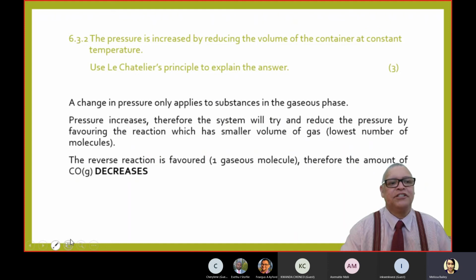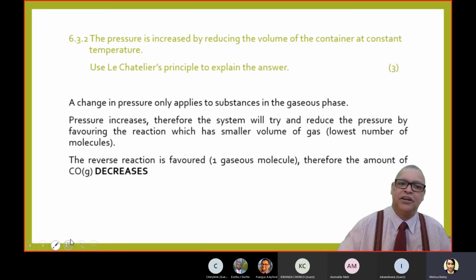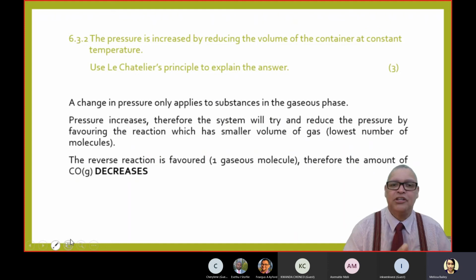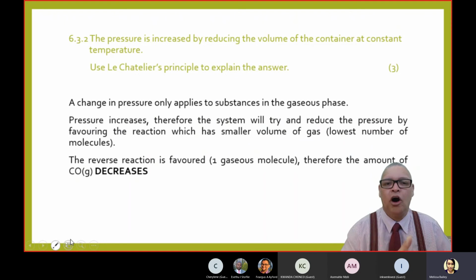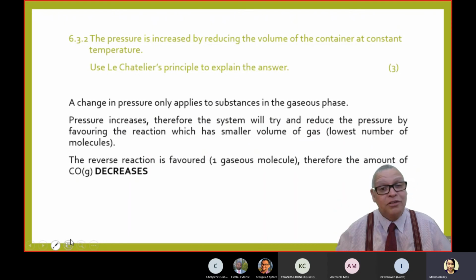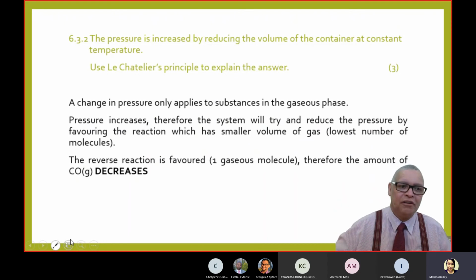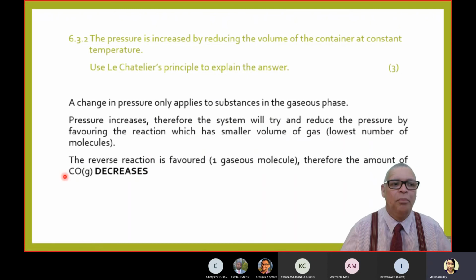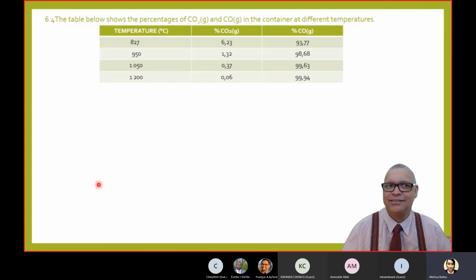In other words, the lowest number of moles. Hence, the reverse reaction is favored, because in the reverse reaction, you may remember, there's only 1 mole of carbon dioxide, but 2 moles of carbon monoxide. So the reverse reaction is favored, and therefore the amount of carbon monoxide, that being the product, will decrease. Very important. Then we have 6.4.